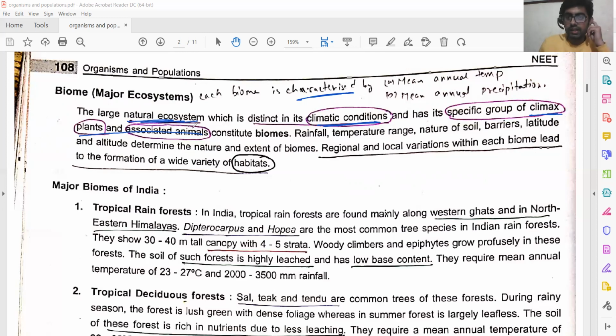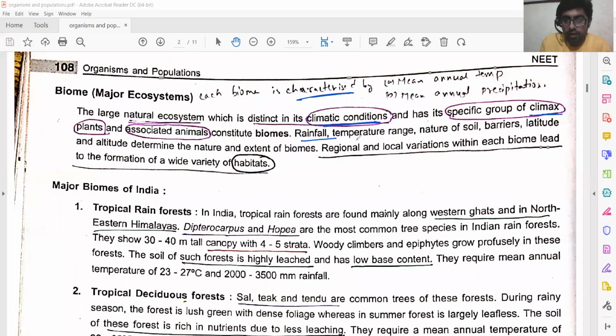So this climax community is specific for a special biome, and mind it, if the surroundings are specific, it must support a specific group of organisms. For example, in deep sea, the surrounding is specific. Anyone cannot exist in the deep sea. It supports only a specific group of organisms. So they have some associated specific organisms, animals as well. Okay.